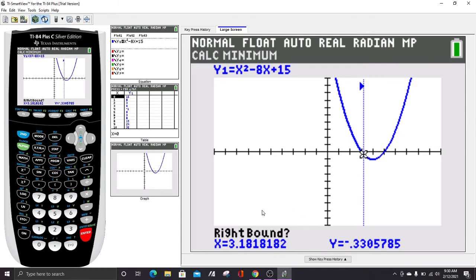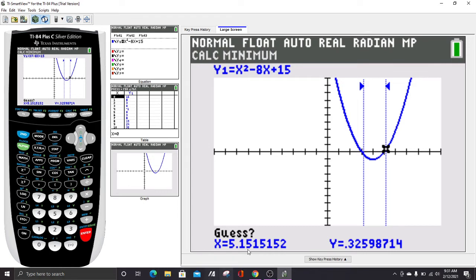Now we need a right boundary because we need a boundary to look between. So we need to move the cursor till we're sure we're to the right of our minimum. Okay, so it could be up here a little bit. It doesn't have to be exactly where mine is. It just needs to be to the right. So I'm going to hit enter again. And you're going to see now that my calculator is being told, again, a tool is only as good as the user, to look between these two boundaries for a minimum.